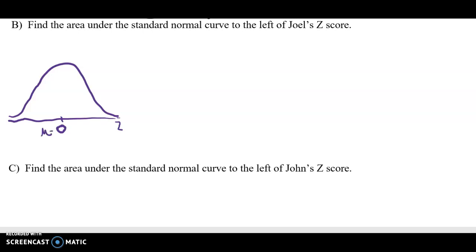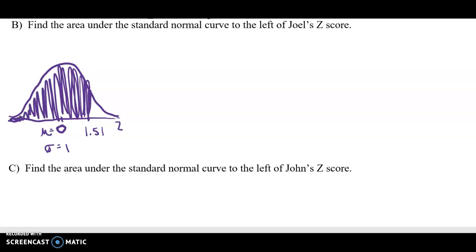So that is our mean in that case, and our standard deviation is going to be 1 in this case, and we have a value at 1.51. We want to find the area to the left of that, so that's what I'm going to shade.